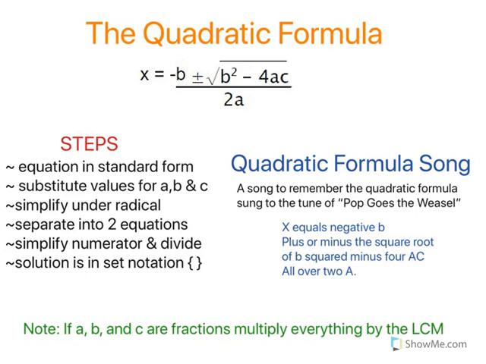We're going to make sure that our quadratic equation is in standard form so that we can identify the values for a, b, and c and substitute them into our quadratic formula. Then we're going to simplify underneath the radical, separate our formula into two equations, simplify the numerator and divide, and then make sure that our solution is written in set notation. That would be in braces.